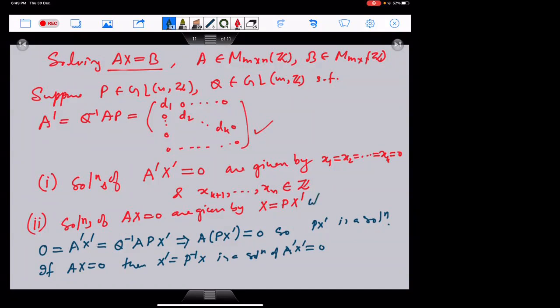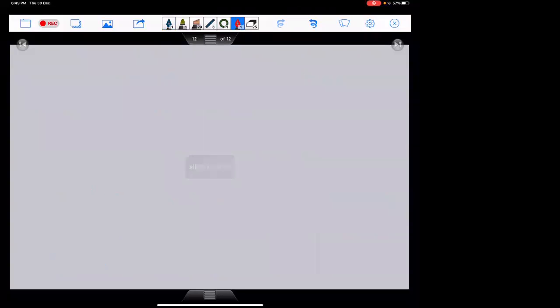I'll simply have to say where x prime is as above. X prime is as in 1. X prime is already this. Solutions are defined here, or solutions of A prime x prime equal to 0. All right, so this is one advantage. Solving homogeneous system of equations, we know.